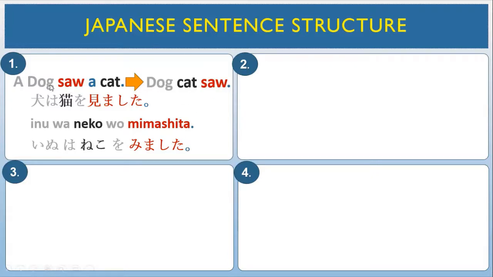Now let us see the next sentence structure. I bought a TV. Okay. So can anyone guess what will be at the end of the sentence?